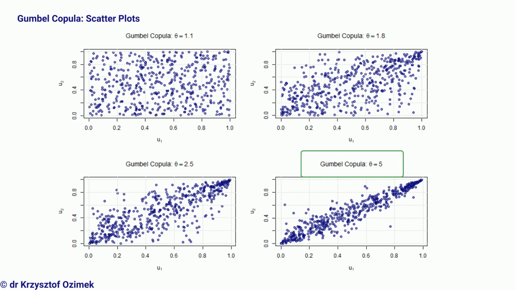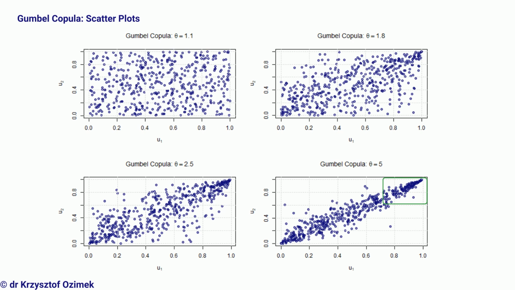Finally, when the theta parameter reaches 5, we see an even stronger concentration of points along the positively sloped diagonal. This highlights the core property of the Gumbel copula, its ability to model dependence in the upper tails of the u1 and u2 variables, and consequently x1 and x2. In the upper right corner of the scatter plot, the points are highly concentrated, almost overlapping.